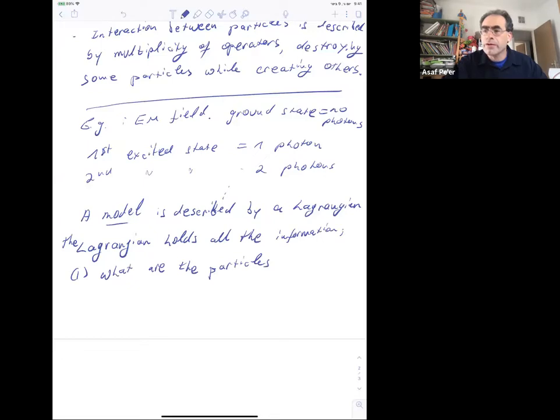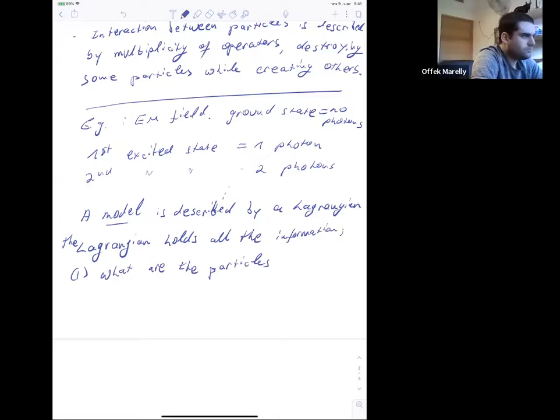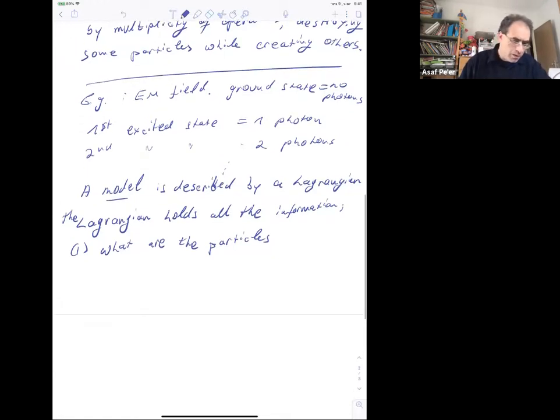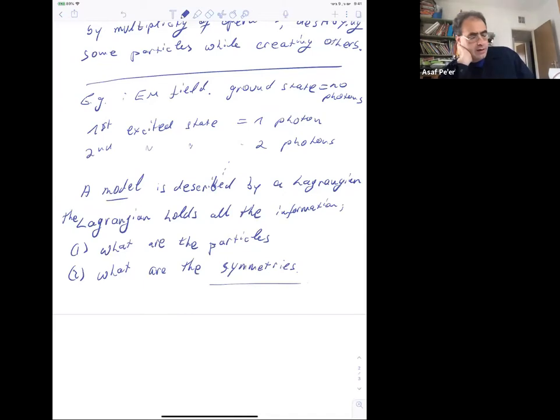Can you hear me? Yes. Okay, good, because I wasn't sure. What are the particles? And the second one is what are the symmetries? All the symmetries are derived from the allowed terms in the Lagrangian, in particular the interaction.